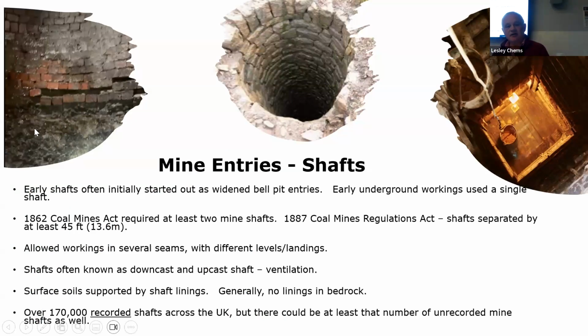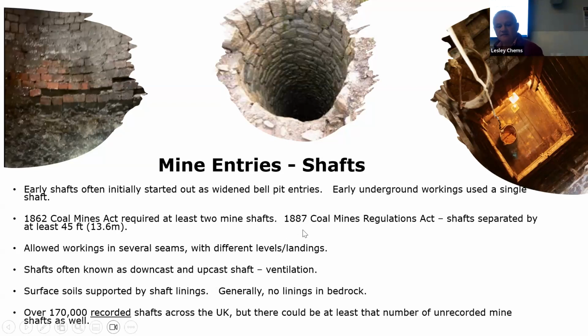So we've got the mudstone here, bedrock here, and then the soil above it is supported to stop the soil falling into the shaft. They used to line the shafts. In this instance, it was with brick. Shafts often started out just as widened bell pit entries. And as I said earlier, often it was just a single shaft. And then Acts of Parliament required 2 shafts to be used. The benefit of shafts is you could drop one shaft and you could access a number of different coal seams at different depths. They would be known as different levels or standings or landings, sorry. As you approached each seam, there would be an entrance into the seam, into the workings.